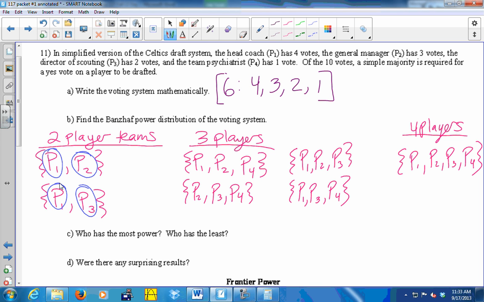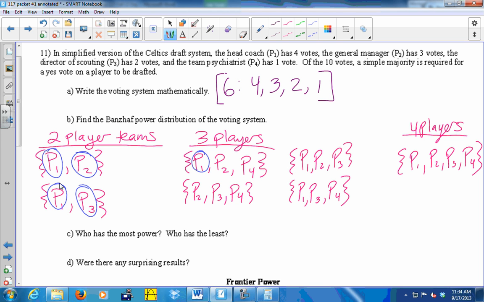So this player 1, player 2, player 4. If player 1 left, only player 2 and player 4 remain. Do they have enough votes? 2 and 4 together have 3 and 1 votes, so they only have 4 votes. So that means that player 1's critical. Player 1 can't leave, or else the team will lose. What if player 2 leaves?